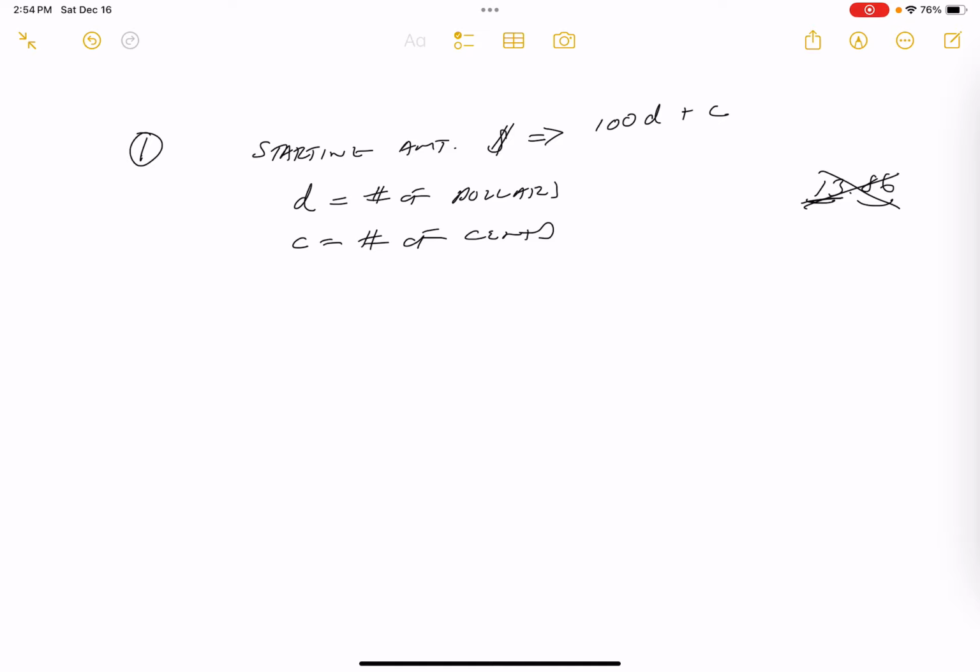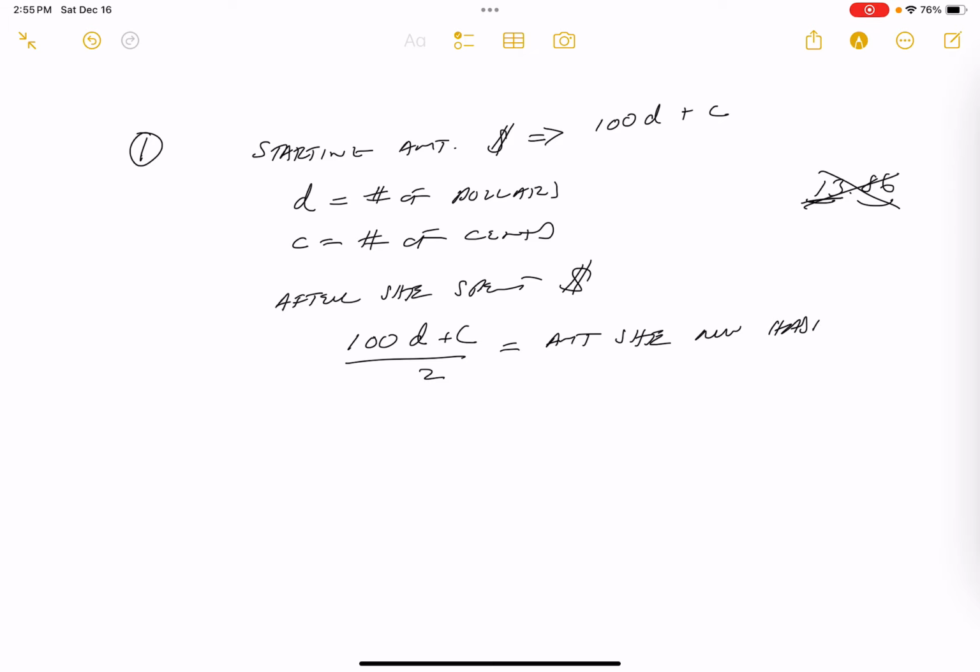So what happens is she spent some money. This is what happens after she spent money. What did she have? Well, she had half the money. So I'll write this over here: (100D + C) over 2. This is the amount she now has. Of course, I've got to write down what they said now. This is where the confusing part comes. So this is starting, and this is what she has now.